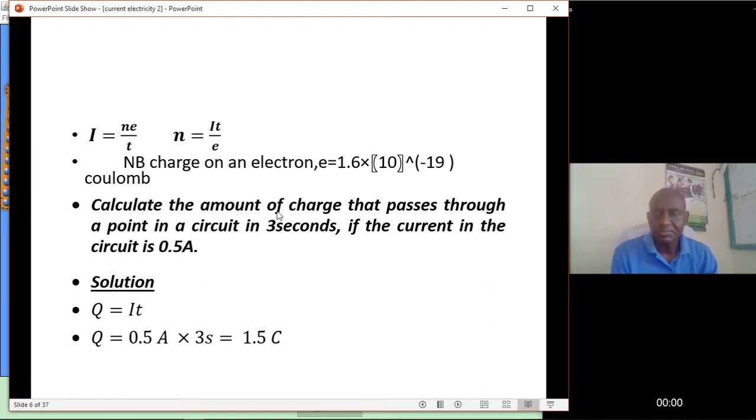Calculate the amount of charge that passes through a point in 3 seconds if the current in the circuit is 0.5 amperes. Current 0.5, time 3 seconds. So you only substitute: Q is equal to IT. I is 0.5, T is 3 seconds. So 3 multiplied by 0.5 gives you 1.5 coulombs.